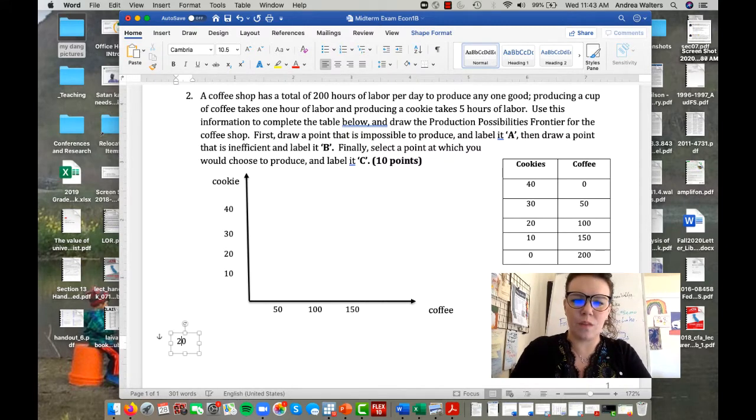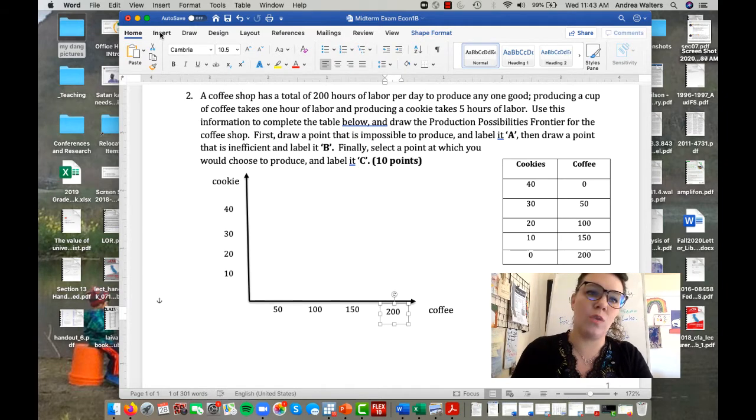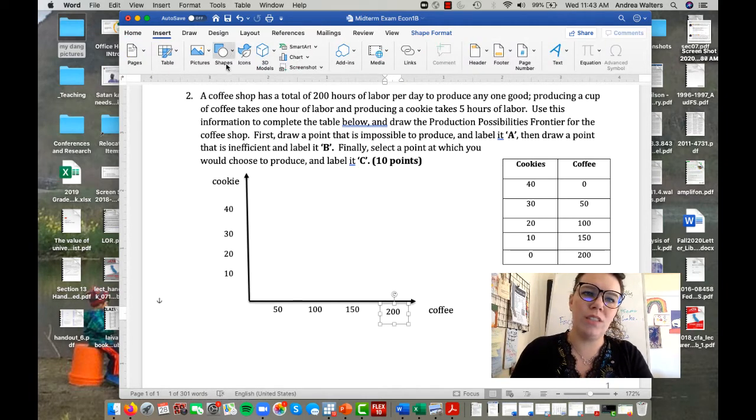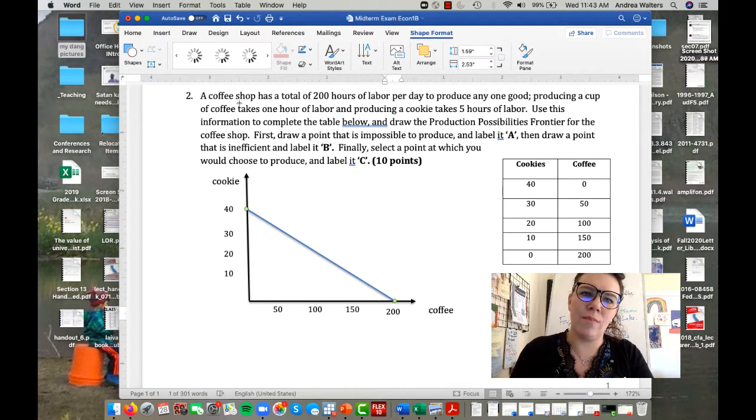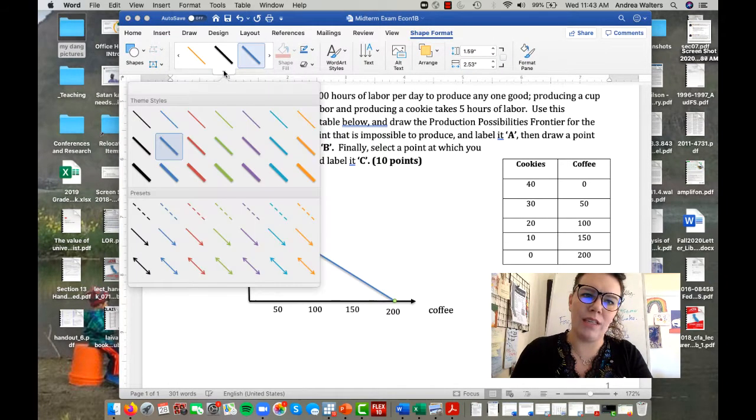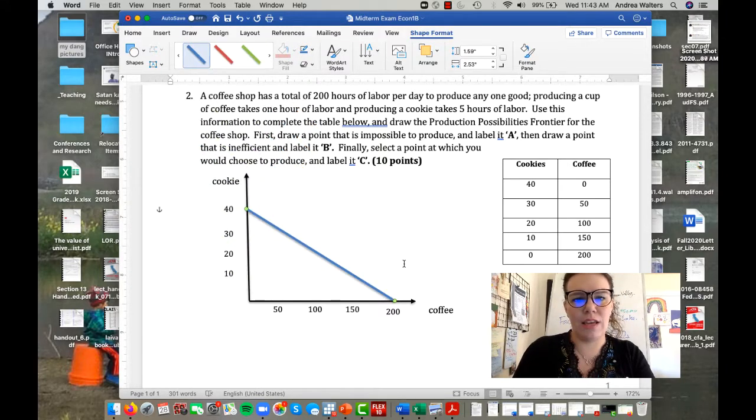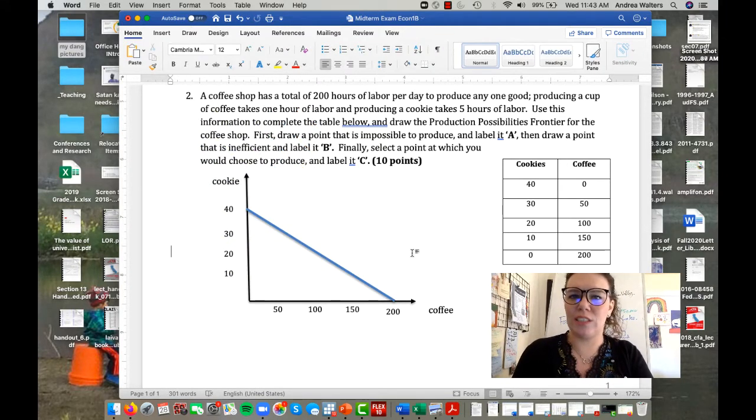So now I've got my scale, and I know I'm going to have the option of either making 40 cookies and no cups of coffee, or 200 cups of coffee and no cookies, or any combination between the two. So I'm just going to go ahead and insert a line from those 2 points. So there's 40 cookies and no coffee, and 200 cups of coffee and no cookies. And I'm going to format that line the way I like it. And that gives me my production possibilities frontier.